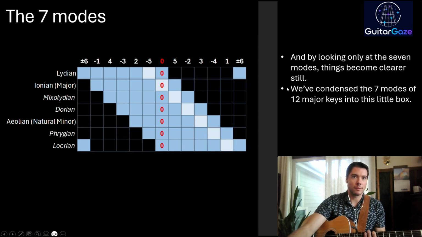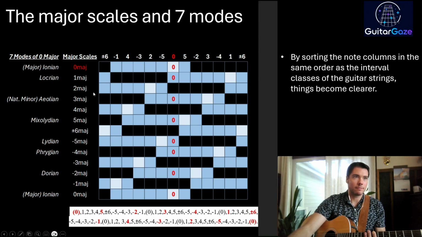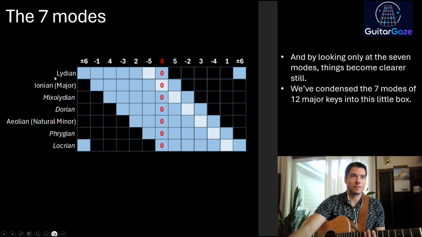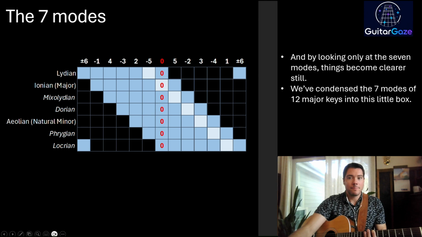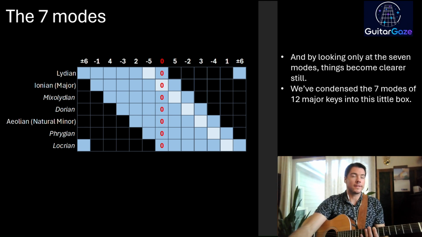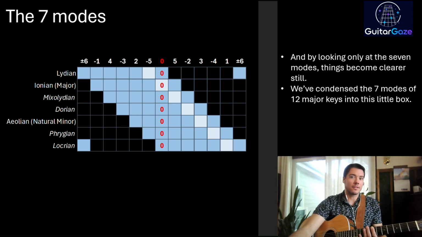So now we're gonna take out the major scales that aren't modes and just stick with the 7 modes. And we're going to organize or sort those 7 modes in ascending or descending order, depending on which way you look at it, from Lydian to Ionian or major, mixed Lydian, Dorian, all down to Locrian. So we've sort of got this staircase pattern here, and you can see the 7 modes very clearly and see how some are similar, some are not so similar.